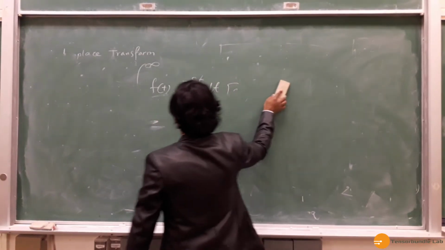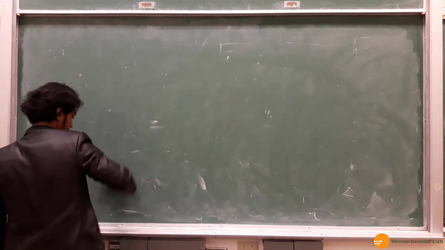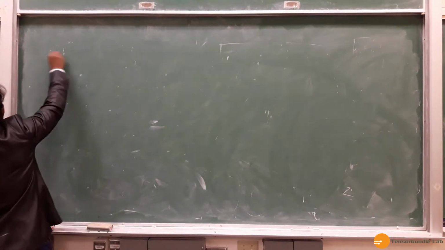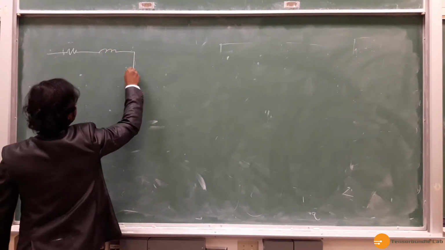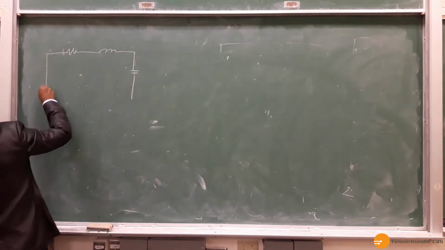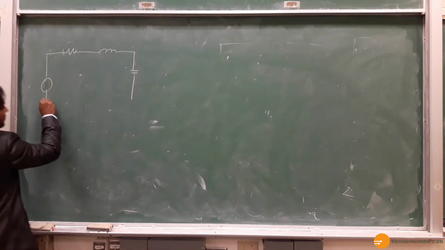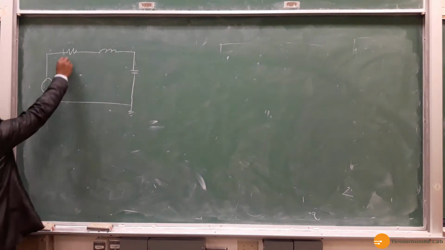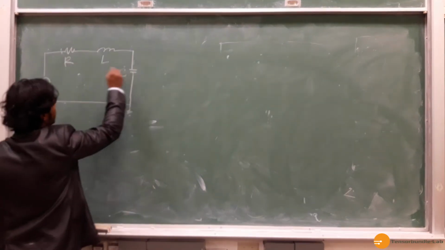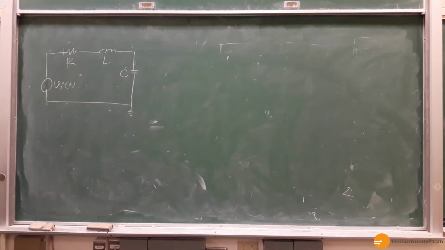And we will see how life becomes very easy with the Laplace transform. Imagine we have an RLC network. Let's say we have a voltage source. This is the reference point, the ground point. This is R, L, C, and this is the input voltage V of I(t).